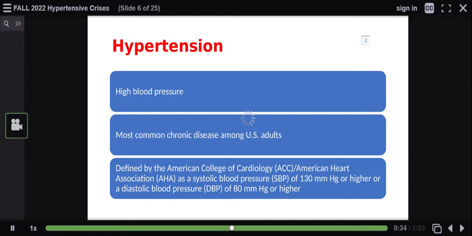with hypertension. So, with the new updates defined by the American College of Cardiology or ACC and the American Heart Association or AHA, hypertension is defined as a systolic blood pressure of 130 millimeters of mercury or higher and a diastolic blood pressure of 80 millimeters of mercury or higher.